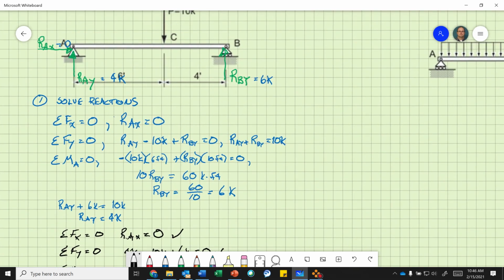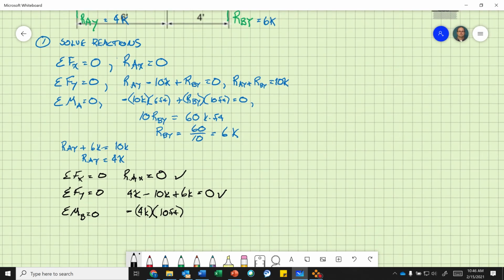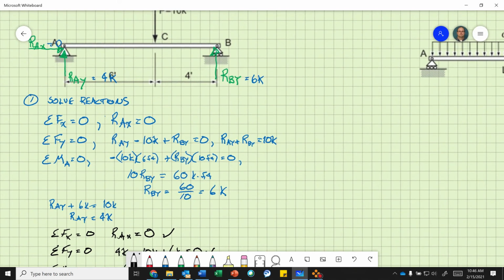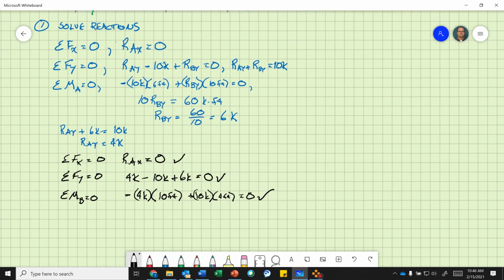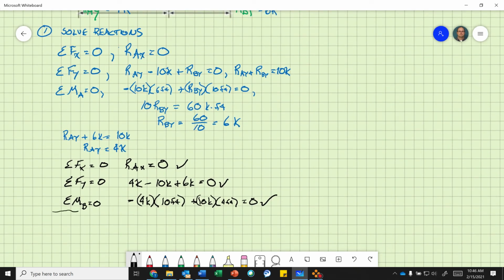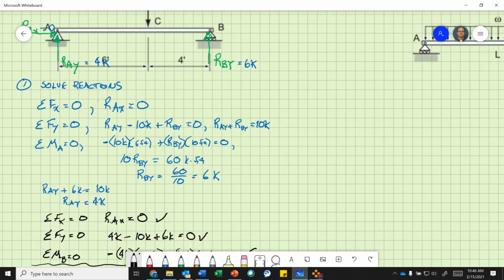And then we have this 10 kips here that is going counterclockwise. So that's a positive, plus 10 kips, positive rotation, times 4 feet. And that has to equal 0, and it does. Okay, so now our reactions are solved. Okay, so that was step 1. Now let's move into step 2.